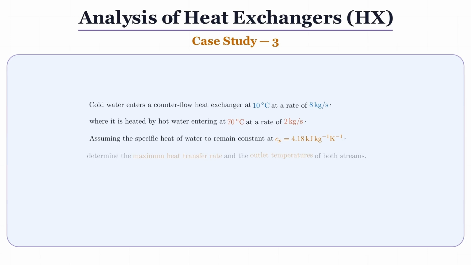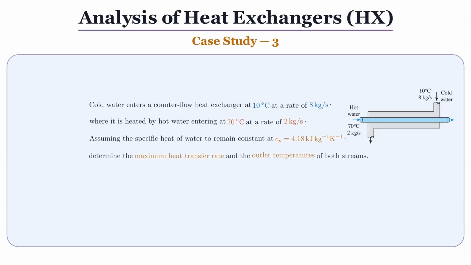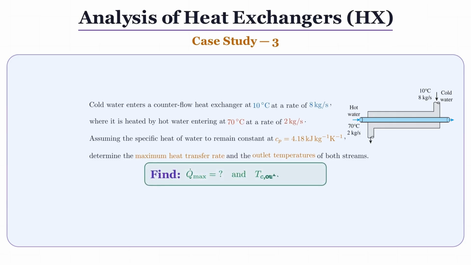The specific heat of water is taken as constant at 4.18 kilojoules per kilogram per Kelvin, applied uniformly to both streams. The question being posed is a profound one. Determine the maximum heat transfer rate this system can theoretically achieve, and identify the corresponding outlet temperatures of both streams. The engineering objective is clearly stated. Find Q dot max and the outlet temperatures of both the cold and hot streams.